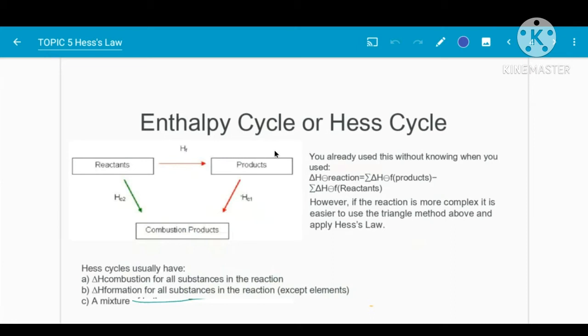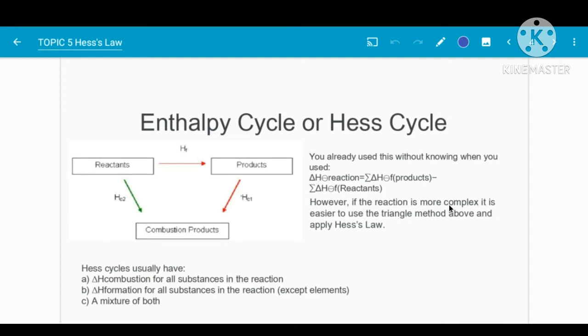Next, you have already used this without knowing. Before this, we calculated enthalpy change by using the enthalpy change of formation, or we can also calculate the enthalpy change of reaction by using the enthalpy change of combustion. We use this formula to calculate the enthalpy change of reaction when only one chemical reaction is involved.